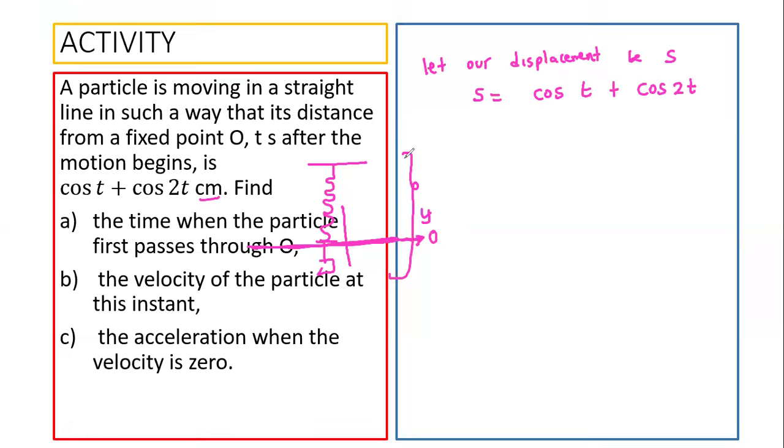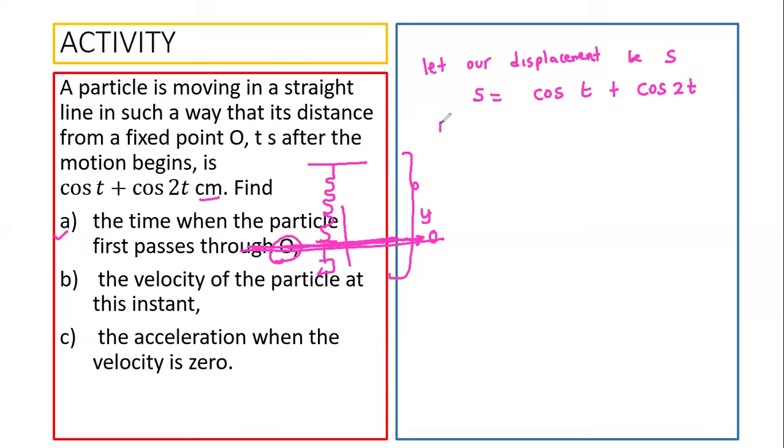The moment it goes above the position where you started from, it will be positive. It comes down below it, it is negative. It goes up, positive. It comes down, negative. But the moment it reaches the resting position, that one is very key for part A, because they're asking for the time when the particle first passes through O, the fixed point. At the fixed point, it means that the displacement of the particle at that point is 0.